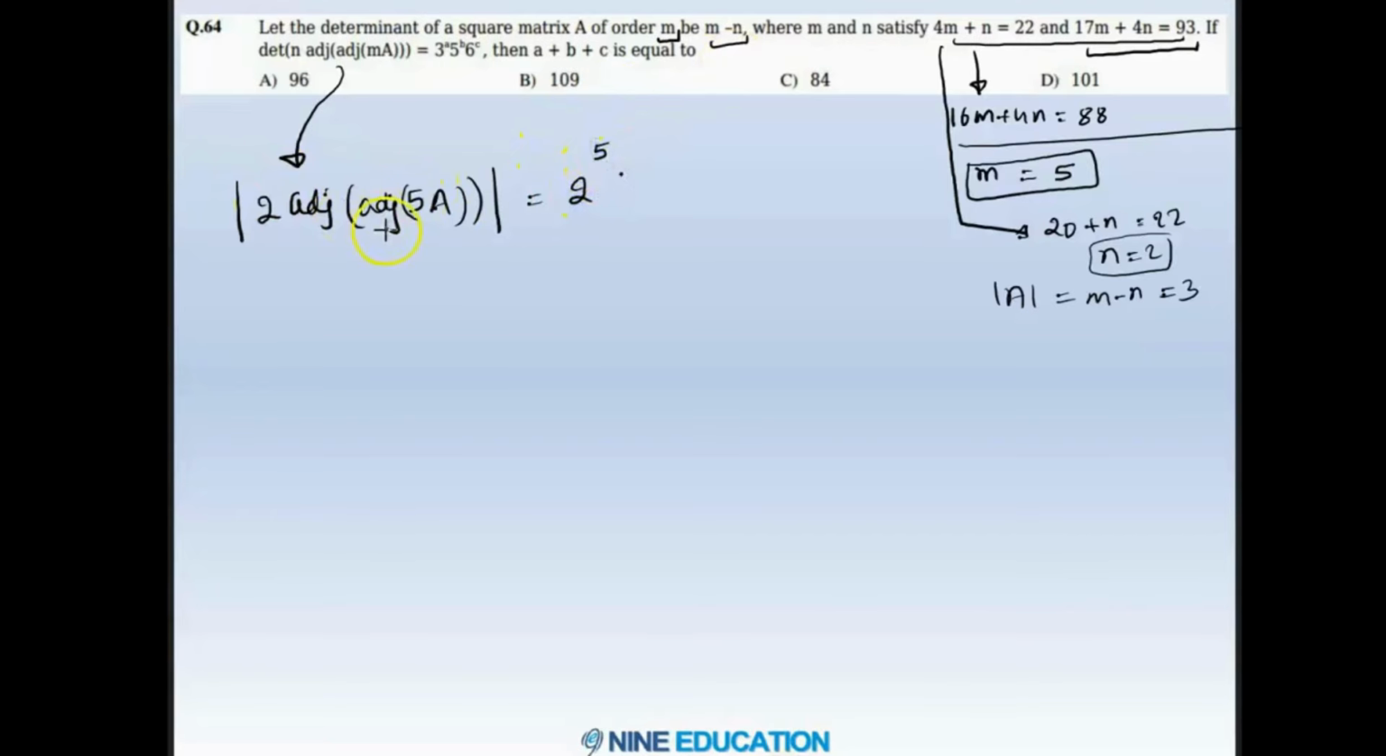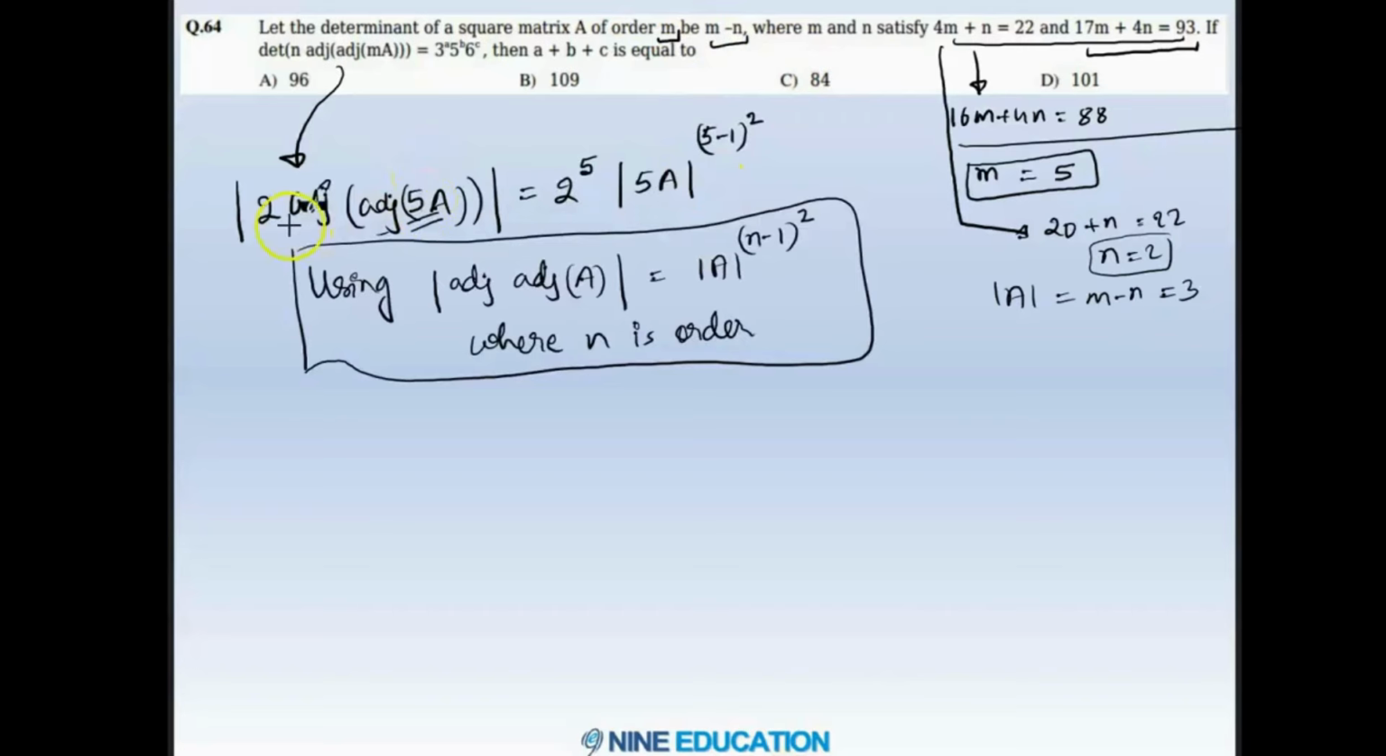Okay, and since we are having two adjoints over here, we can write determinant of 5A to the power n minus 1, whole square, where n minus 1 means 5 minus 1, that is 4 square. As I explained, since this 2 is inside the determinant and the determinant will have 5 rows, 2 will be taken common out of all the 5 rows, so this is 2 power 5, and the adjoint is occurring 2 times. So as per this formula, where we usually write determinant of A to the power n minus 1 whole square, we can write it for 5A also. So that is the only difference in this question.